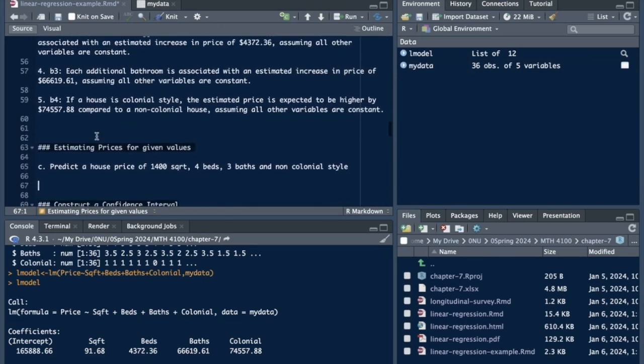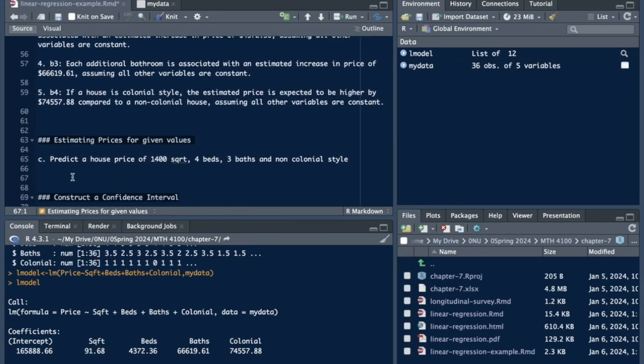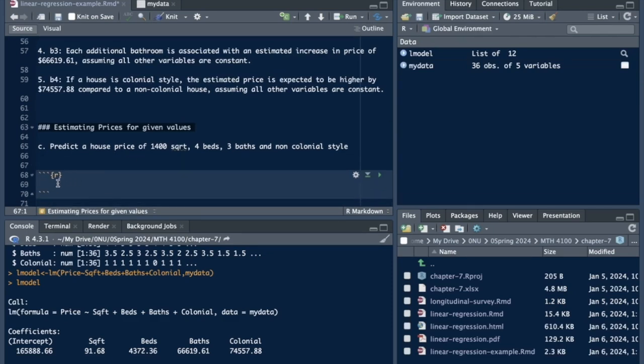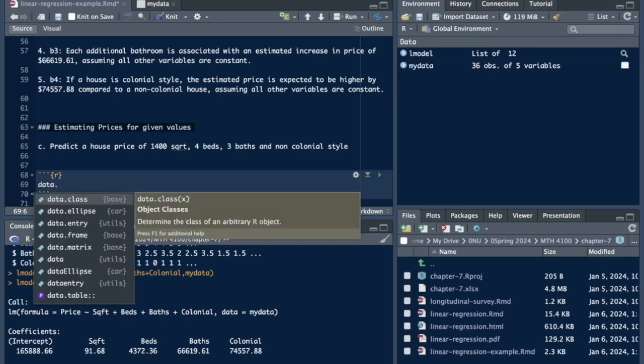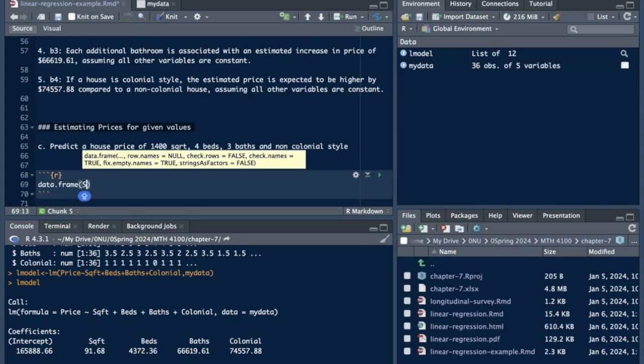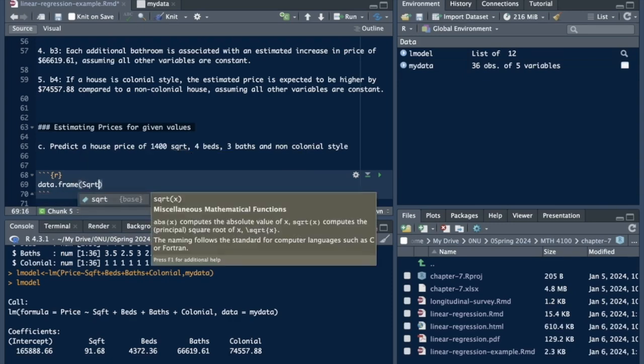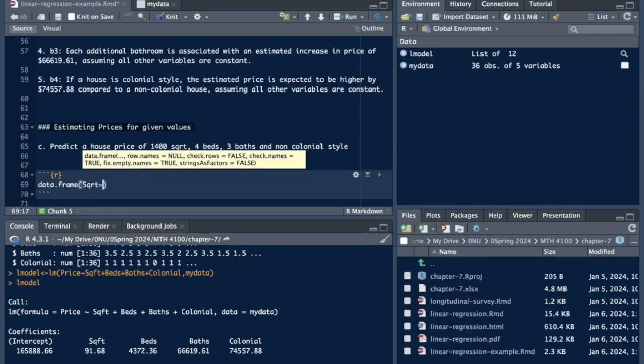Let's do this in R, because this function is very important, very nice function. First of all, we are going to use two functions. The first one is creating a table or data frame, because sometimes you would like to predict more than one value, not just one value. So first of all, we're going to create a data frame, like a table. We stick to the names of the variables, SQFT. Again, case sensitive. So we have 4 beds, we have 3 baths, and the question says colonial equals 0.